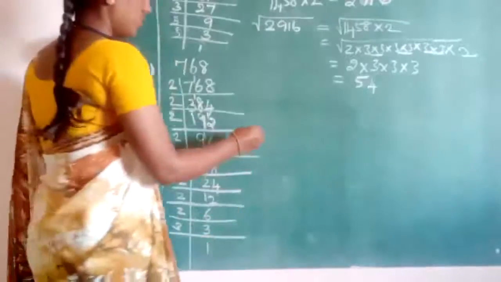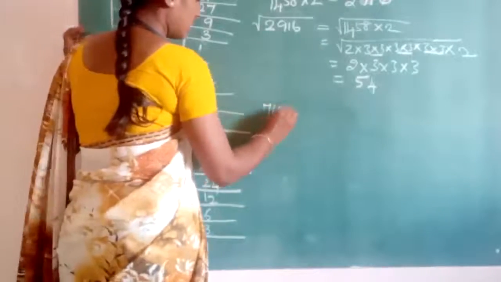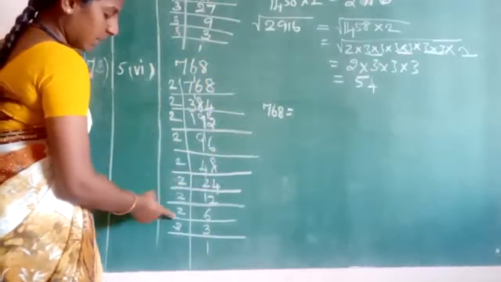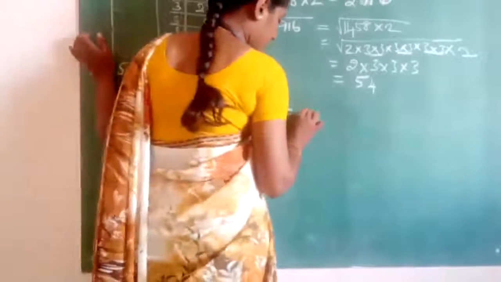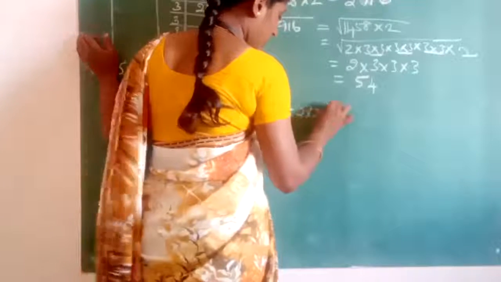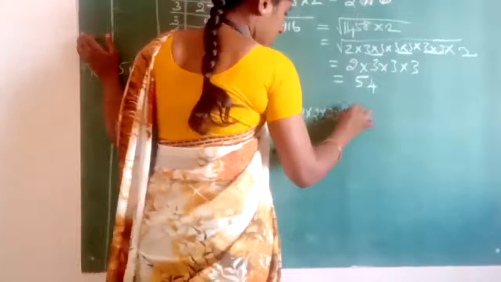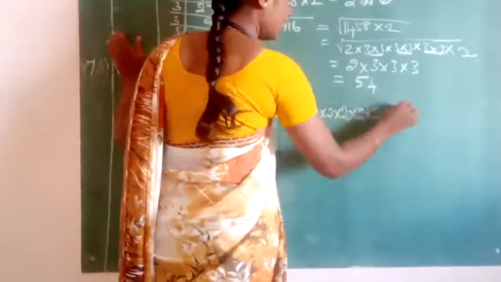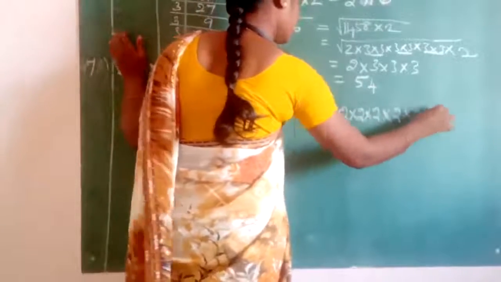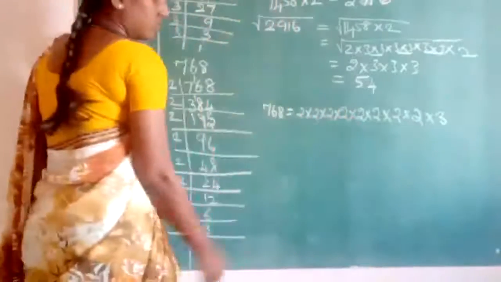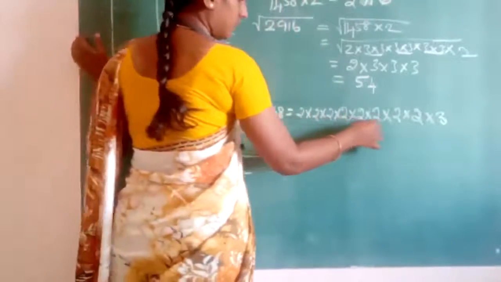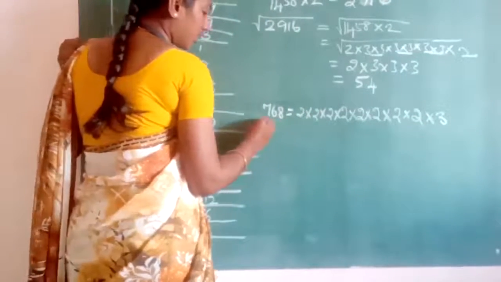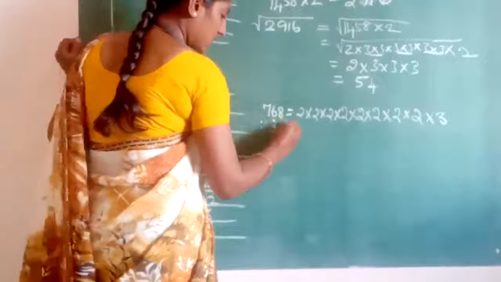Now you can write 768 as, how many 2's are there? 1 2 3 4 5 6 7 8 2's are there, and only 1 3. 2 into 2 into 2 into 2 into 2 into 2 into 2 into 2 into 3. Count and see, 1 2 3 4 5 6 7 8.